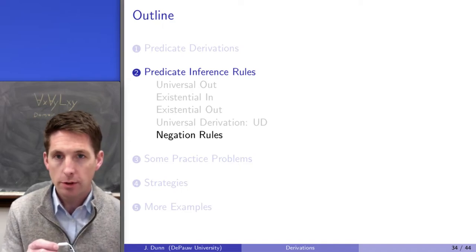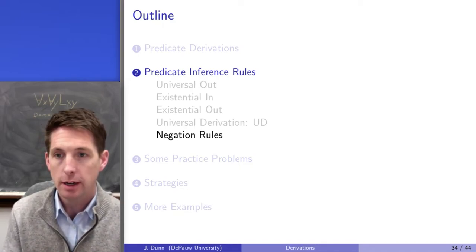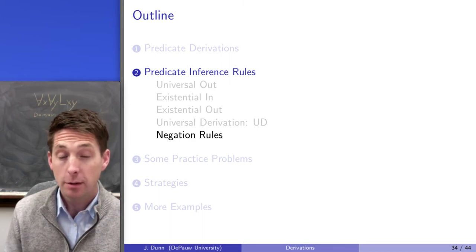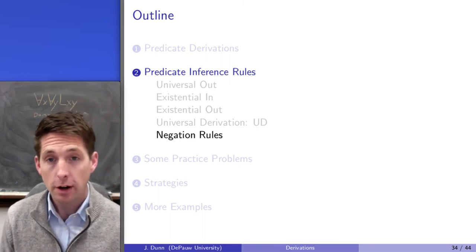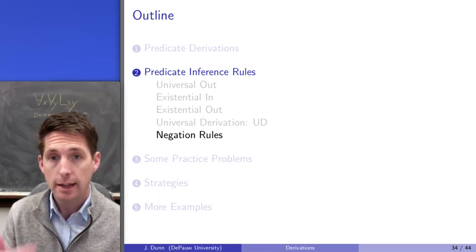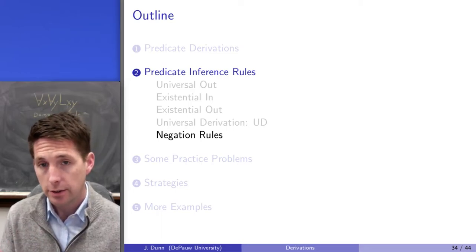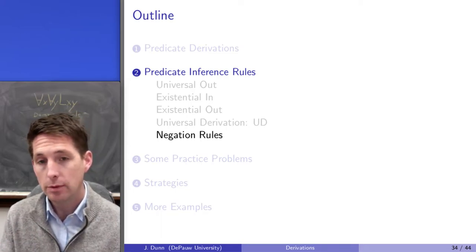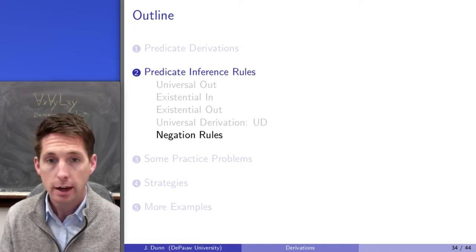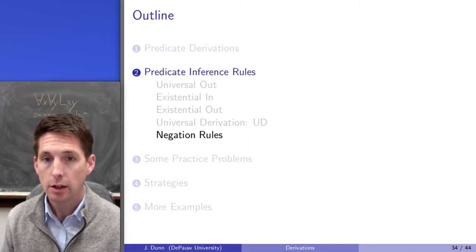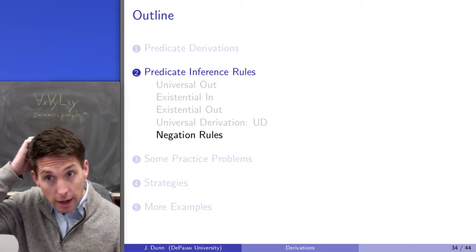All right, just one more set of rules to introduce here, and then we'll have our entire predicate system figured out. So far we've done universal out, existential in, existential out. Those are three new rules. And we've also just talked about a new derivation technique we call universal derivation.